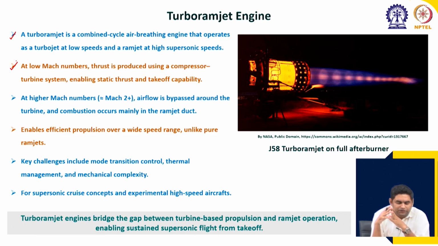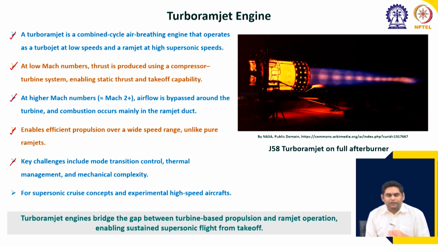At low Mach numbers, thrust is produced using the compressor turbine system, enabling static thrust and takeoff capability. At high Mach numbers, it acts more like a ramjet, where the airflow is bypassed around the turbine, it does not go through the turbine, and the combustion occurs mainly in the ramjet duct. This enables efficient propulsion over a very wide speed range, going from zero speed to a very high speed, Mach 3, Mach 4, unlike pure ramjets, which are only designed for high speed.